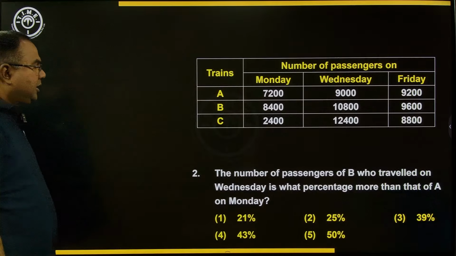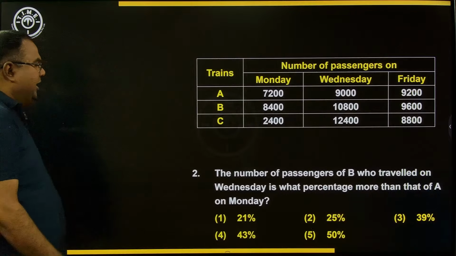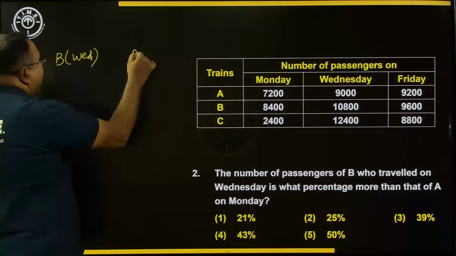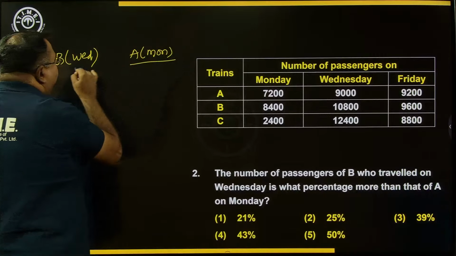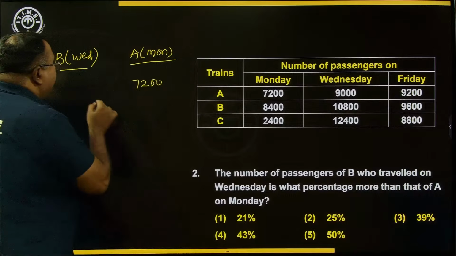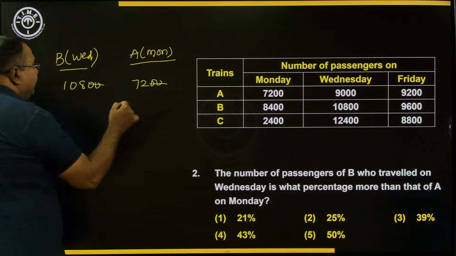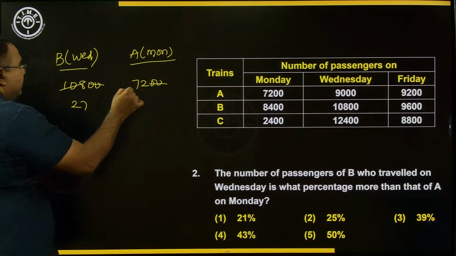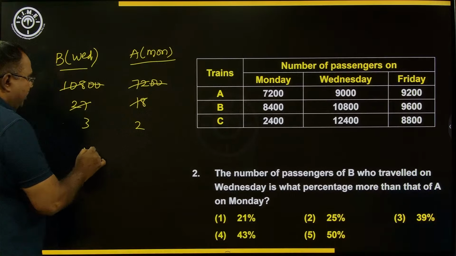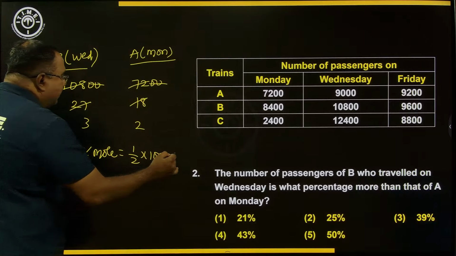Okay, next question. The number of passengers of B who travel on Wednesday is what percentage more than A on Monday? A on Monday is 7,200. B on Wednesday is 10,800. Right? I can remove these common factors. Then 4 27s, 4 18s, again 9 3s, 9 2s. Clearly, it is what percentage more? Difference 1 by smaller value 2 into 100. It has to be 50%.